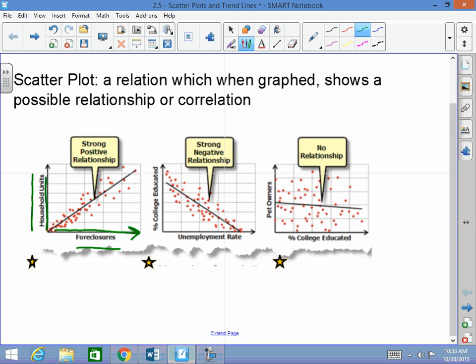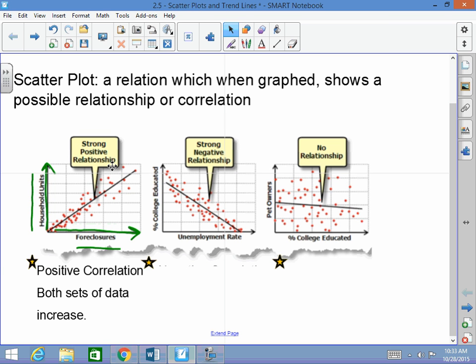So housing units increase as well. This is a positive correlation. What happens in a positive correlation is that both sets of data increase. As one set of data increases, the other set of data increases. This is a positive correlation.